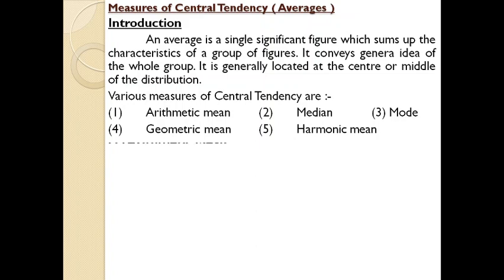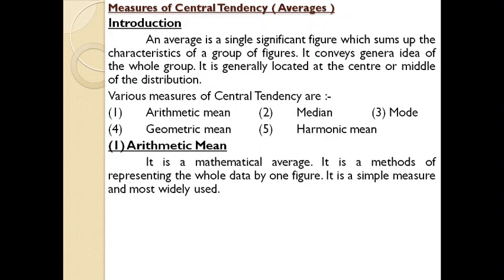So, first of all, let us begin with the first one. This is the most important, most common and most widely accepted method, arithmetic mean. Arithmetic mean is otherwise known as mean. It is a mathematical average. It is a method of representing whole data by one figure. It is a simple measure and most widely used. Because of its simplicity and ease of computation, it is a globally accepted method.